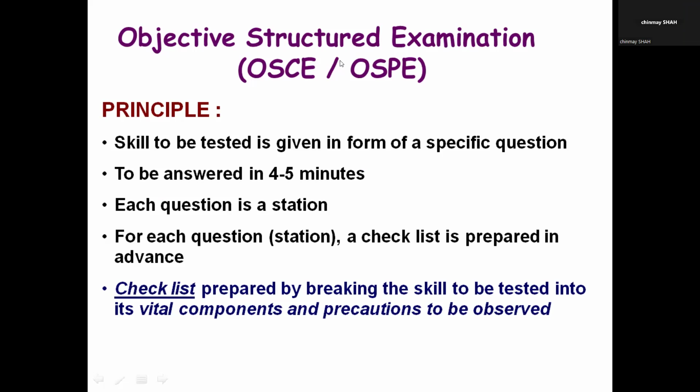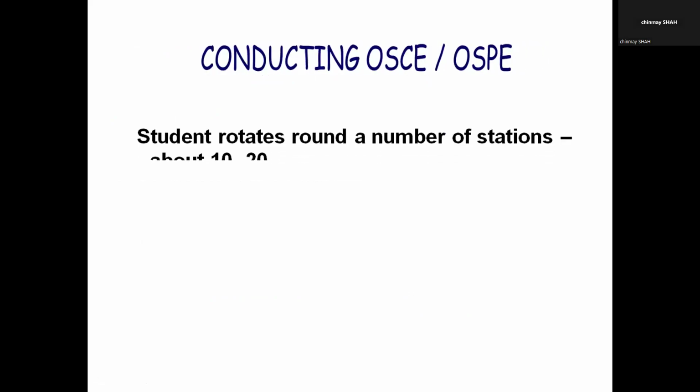So each question, as I said, is a station, and for each station there is a checklist. So we will repeat the same example of making a tea. The checklist will be: utensil has been taken, 1 mark; put it on the stove, 1 mark; lighten the stove, 1 mark; putting water, 1 mark; like that. So if he completes the tea properly, he will get 10 marks. Like this, the checklist is there and it is uniform. Now, if you want to have an OSPE or OSCE, you have to develop your checklist.